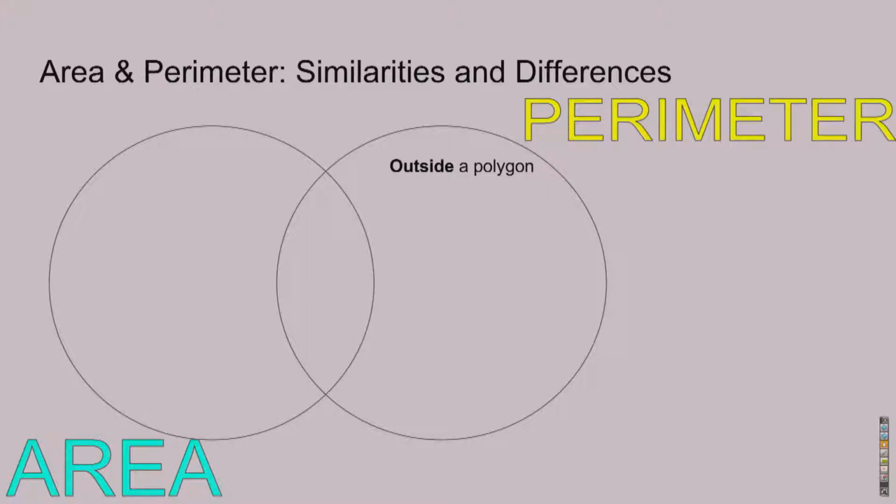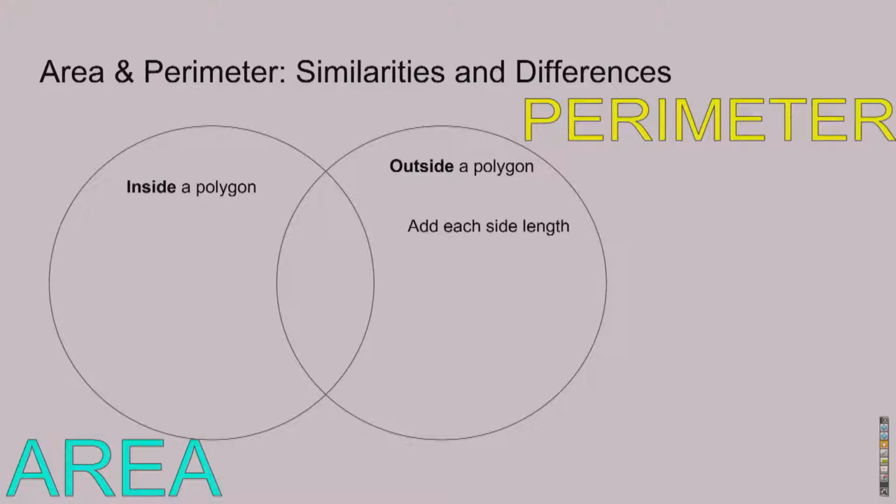So perimeter is outside a polygon. It's a measurement outside the polygon. Area is inside the polygon. Should we say what a polygon is, do you think? Sure. Polygons are many-sided shapes.